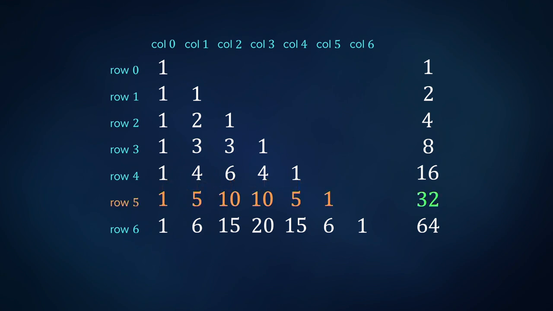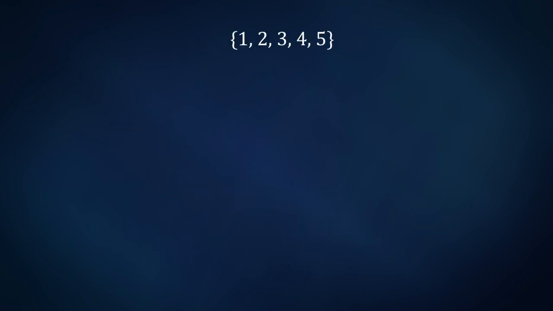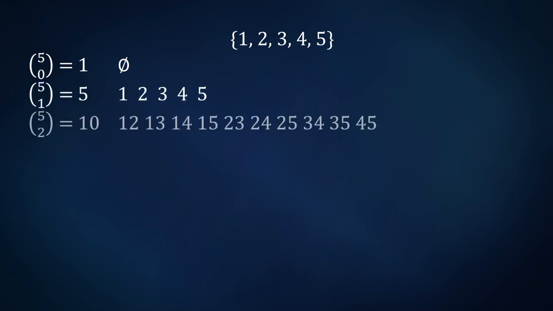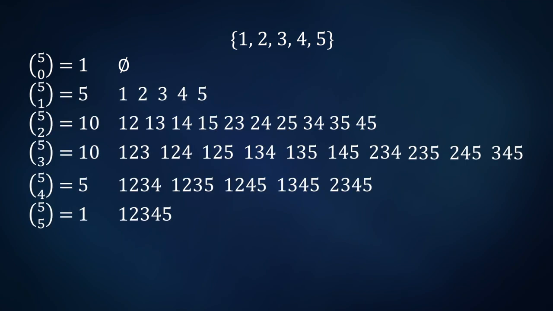Here, let's look at row 5. As we saw earlier, the numbers in row 5 count all possible subsets of the set 1, 2, 3, 4, 5. A subset could be as small as the empty set with 0 elements, or it can have 1 element, or it can have 2 elements, and so on. In other words, there's one subset of size 0, and that's denoted by 5 choose 0. There are 5 choose 1, 5 subsets of size 1. There are 5 choose 2 subsets of size 2, 5 choose 3 subsets of size 3, 5 choose 4 subsets of size 4, and 5 choose 5, one subset of size 5.